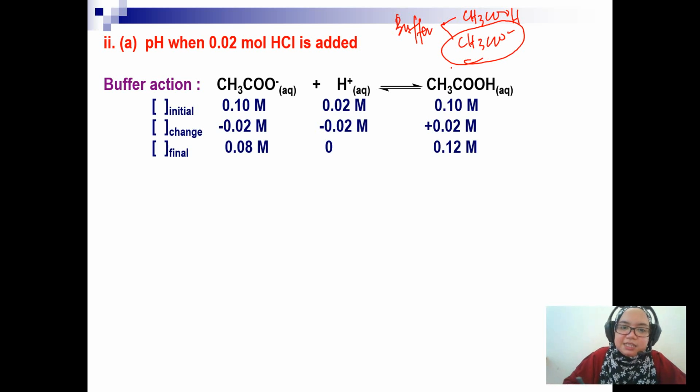Okay, so in this case initially your ethanoate ion is 0.1 molar and we add here 0.02 molar of HCl. So that means our H plus is 0.02 molar. Okay, and then it will react to form acetic acid. So our acetic acid initially has 0.1 molar because this is in the buffer solution. Okay, so now after the reaction happens, there will be a change here. What is the change?